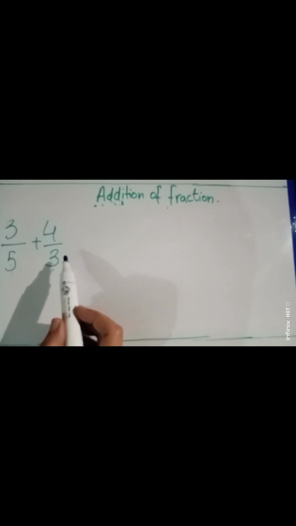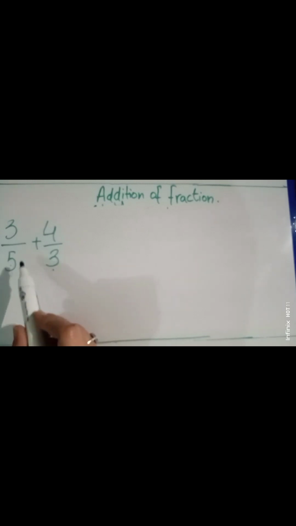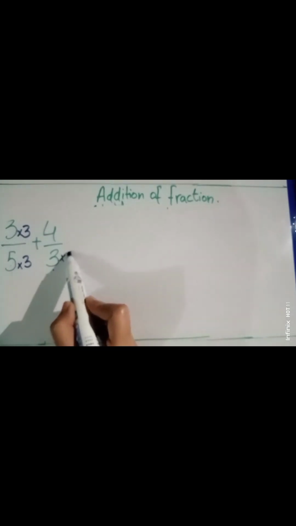Now what can we do? We can just make the denominators the same. No need to be worried, it's very easy to handle. How? We will multiply this denominator and this denominator by a number so that the denominators become the same. When you multiply, you will not only multiply the denominator but the numerator as well. So if we multiply this by 3, we have to multiply this by 3 as well. If we multiply this by 5, we have to multiply this by 5 as well.